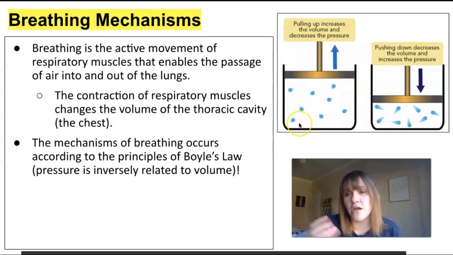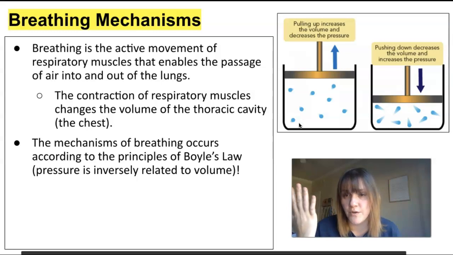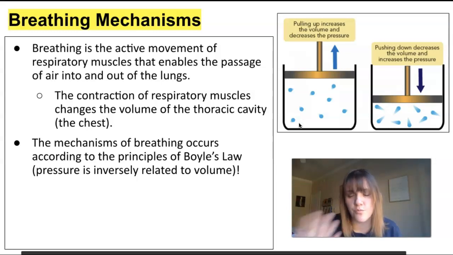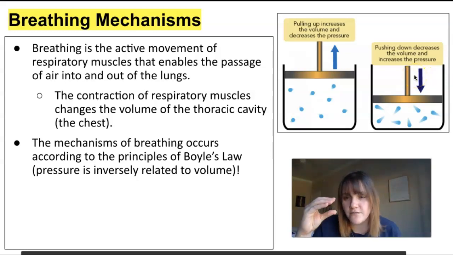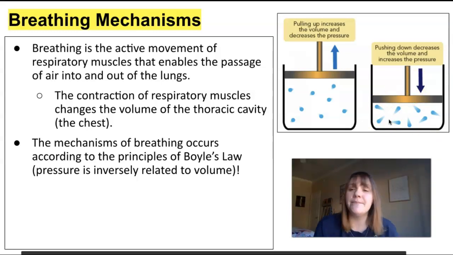If you have an area of space and you increase the volume of that space, then the pressure is going to be decreased because those gas molecules have more room to move around. Versus if you push down and you reduce the volume of space, the pressure is going to increase because those molecules have less space to move around. The exact same thing is happening every single time you breathe in and breathe out. But it's just depending on when the pressure is greater or lower than outside. And that's what we're going to learn.